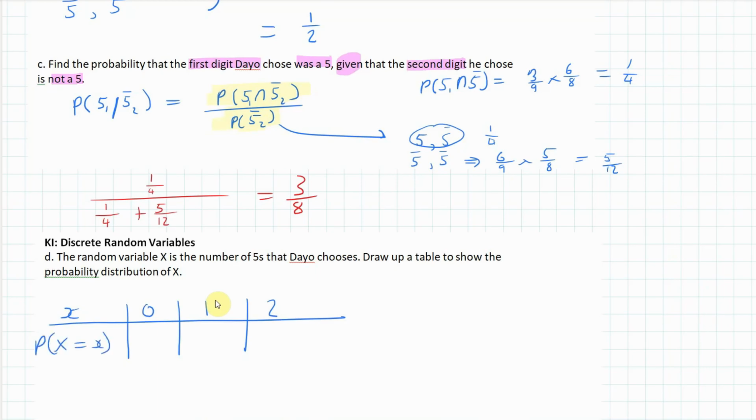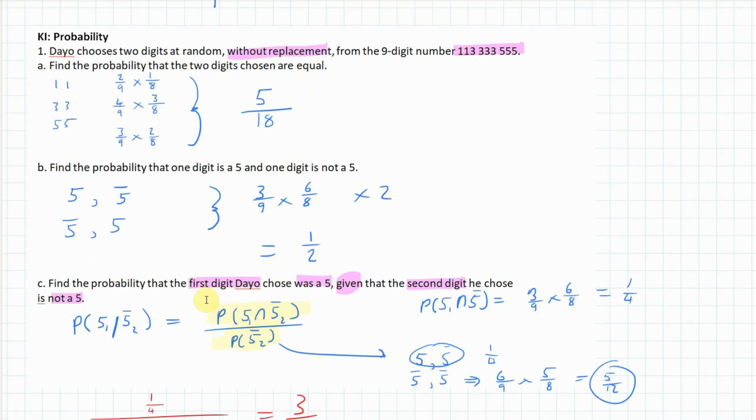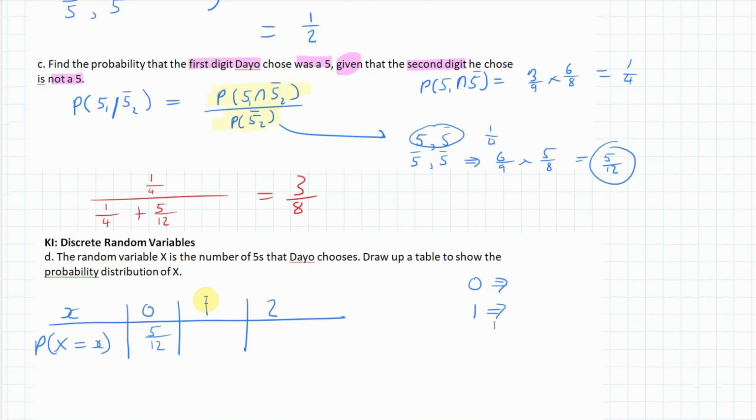Now, for 0 5s, the way we get that is not 5, not 5, which we worked out here, right? So that's 5/12. To get 1, that is going to be what we did up here in part B. 1 digit is a 5 and 1 digit is not a 5, so we found that to be 1/2.